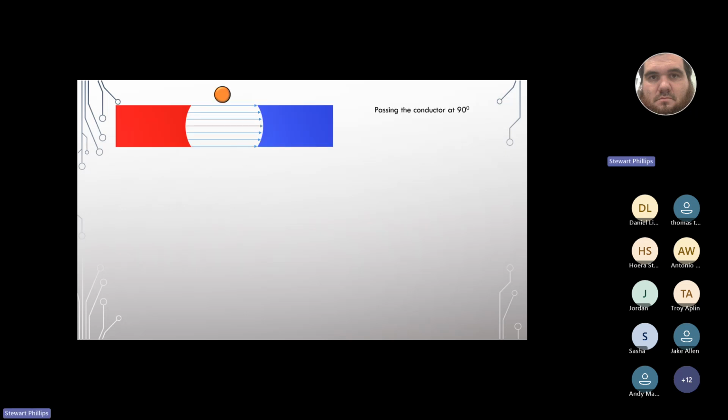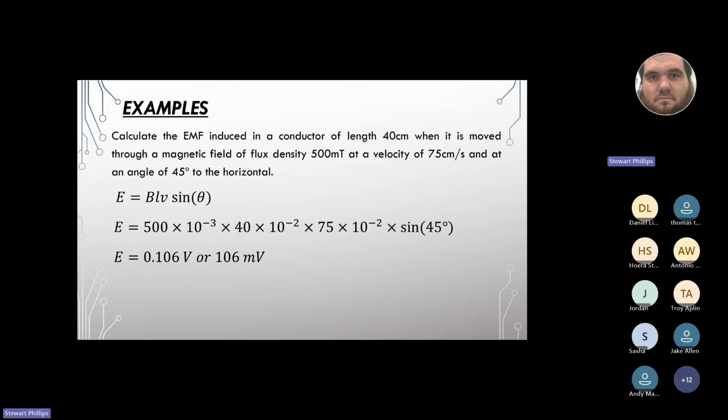Cool. So passing the conductor at 90 degrees, sine 90 equals 1. Okay, so going back to the answer.